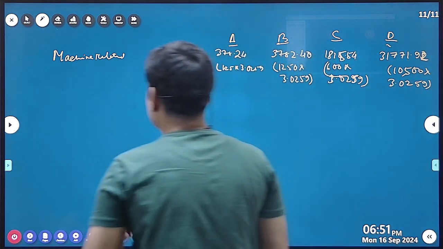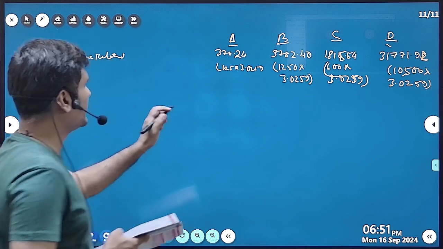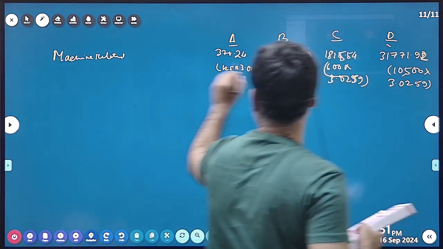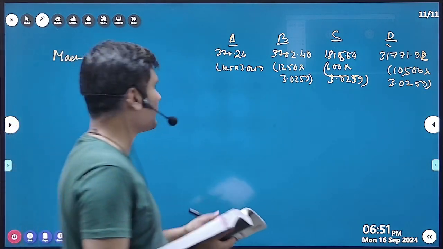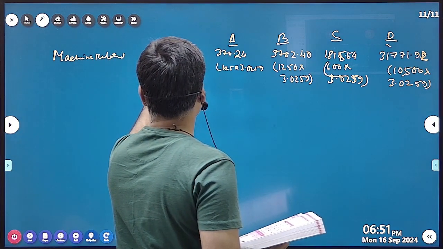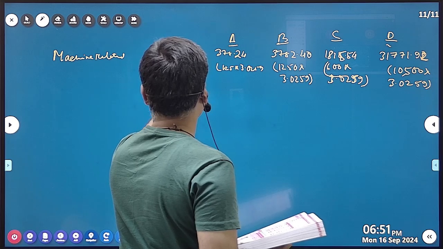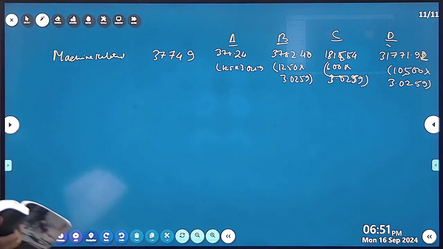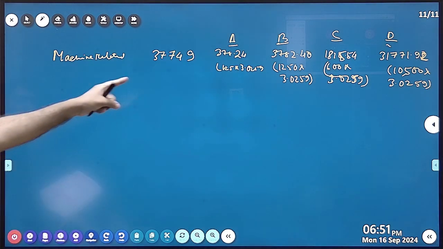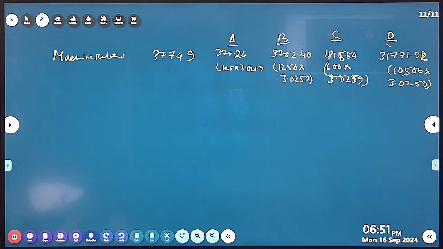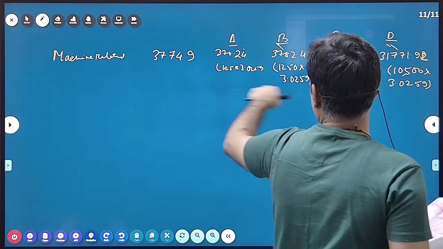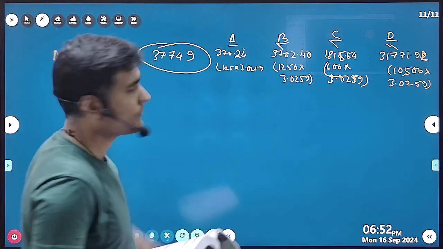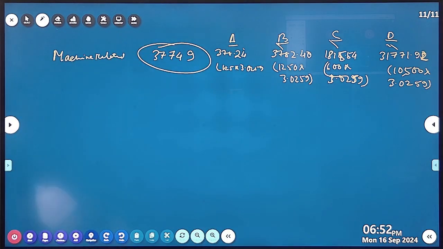Okay, the decimal point doesn't matter for now. In the exam you please match. So this total should come how much? This total should match with 37,749. Right? This is what we are dividing into all the products. So the total of this plus this plus this plus this should become this one. Okay, you don't miss it during the exam.